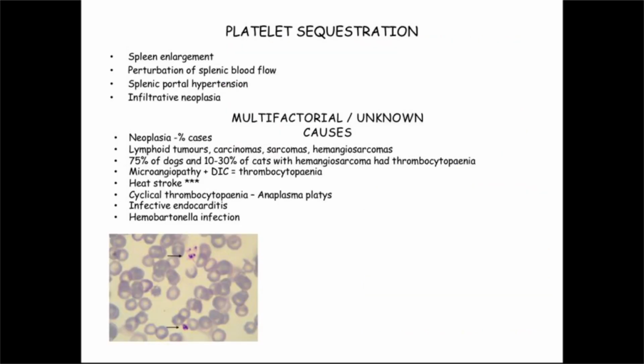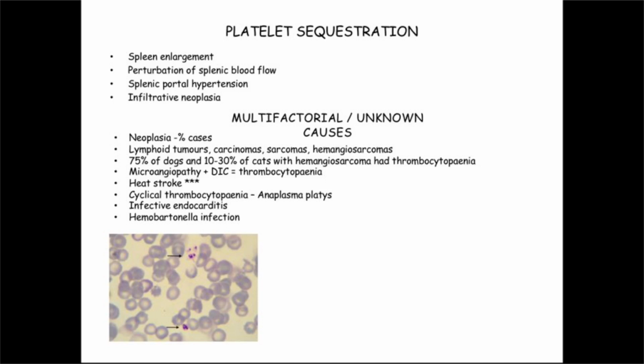Most common causes of platelet sequestration are splenomegaly and splenic tumors such as hemangiosarcoma and splenic portal hypertension. Going to the multifactorial or unknown causes, neoplasia is most common cause. Intra-abdominal tumors such as hemangiosarcoma, lymphoma, carcinomas can cause platelet reduction. In a study, 75% of dogs and 10 to 30% of cats with hemangiosarcoma had thrombocytopenia.